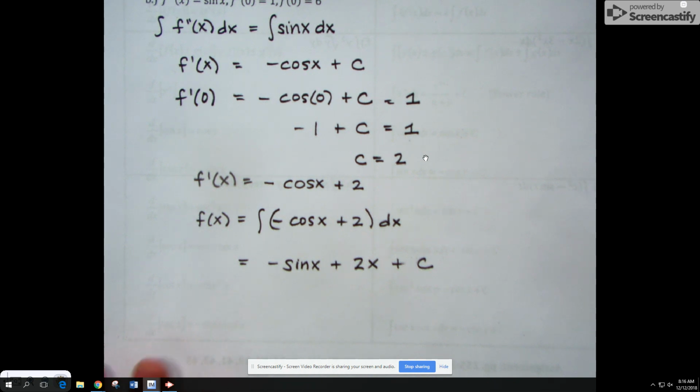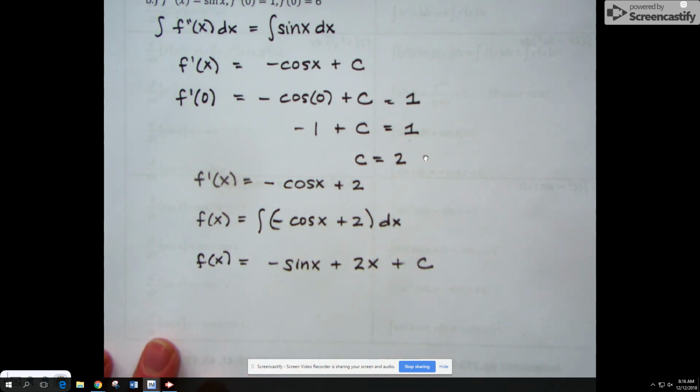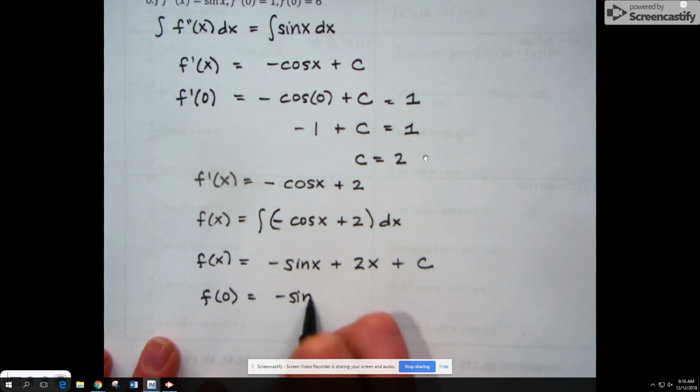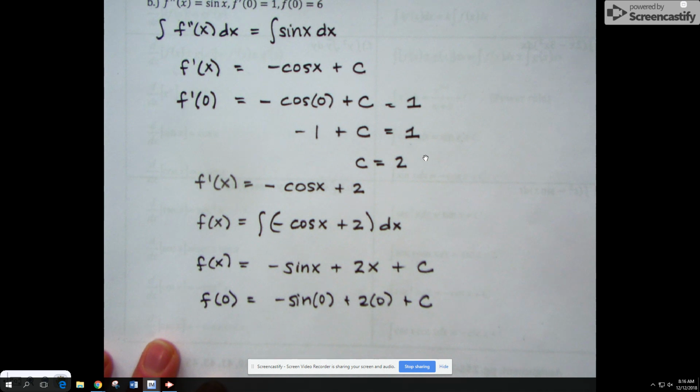I'll use that last condition. This is my f of x function now for the general solution. If I want to find the specific solution when x is 0, then that would mean that I'm plugging in 0 everywhere I see an x. And I already know, based on the information at the start of the question, that this should equal 6. So sine of 0 is 0, 2 times 0 is 0, and overall I get c is 6.